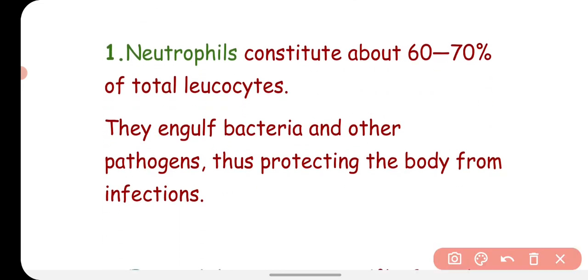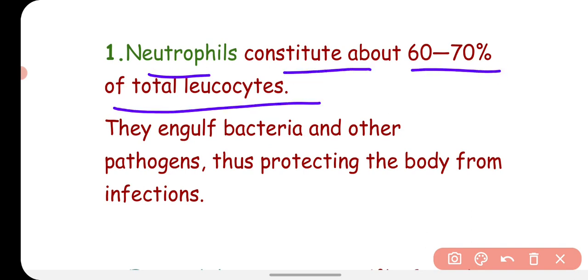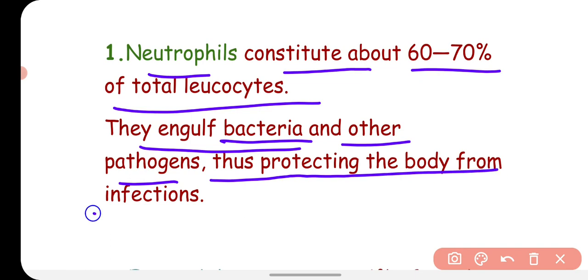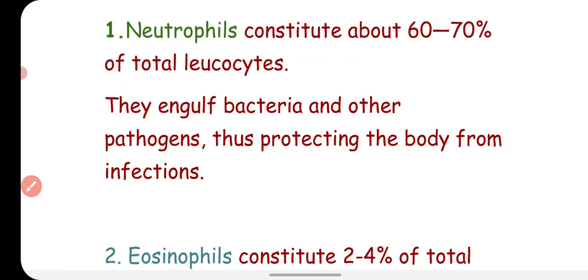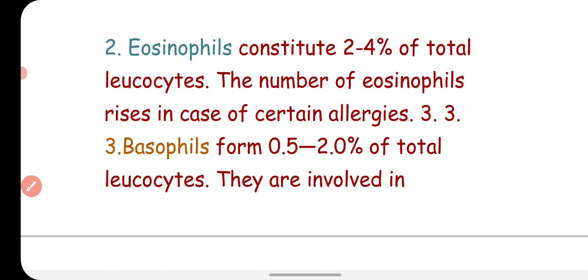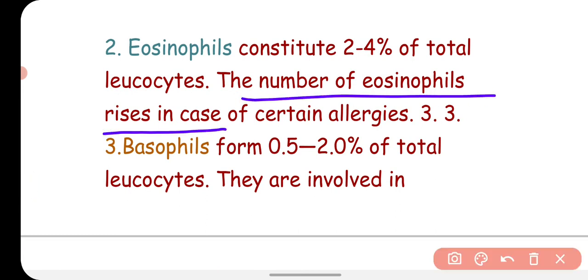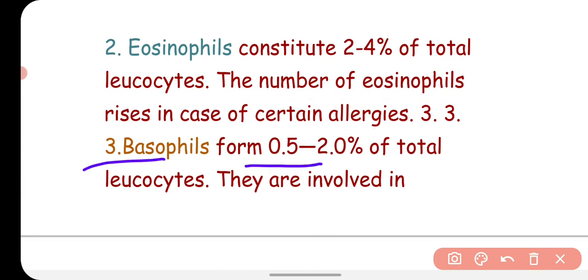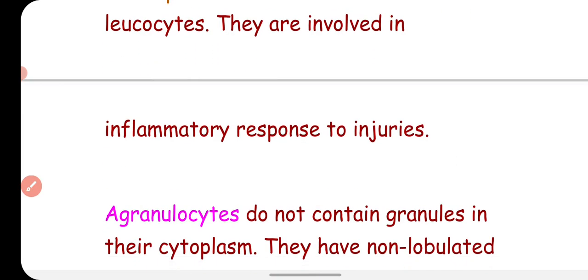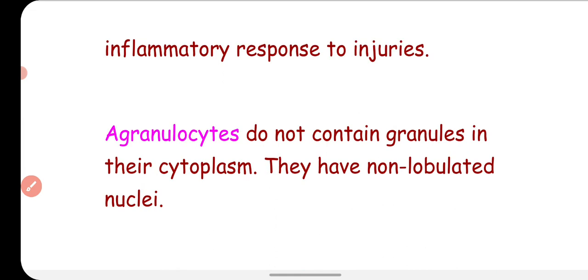First of all, it is neutrophil. It constitutes about 60 to 70% of total leukocytes. Their function is to engulf bacteria and other pathogens and thus protect the body from infection. Eosinophils constitute 2 to 4% of total leukocytes. The number of eosinophils rises in case of certain allergies. Basophils form 0.5 to 2.0% of total leukocytes. They are involved in inflammatory response to injuries.